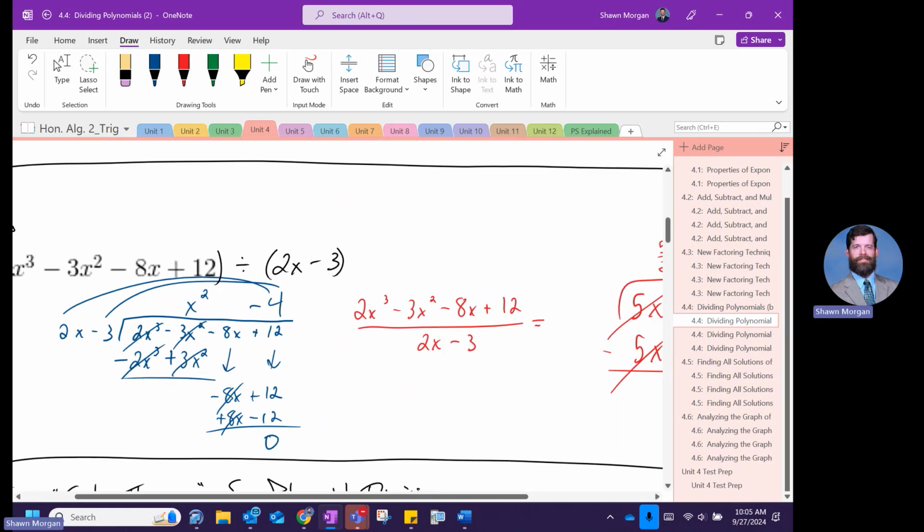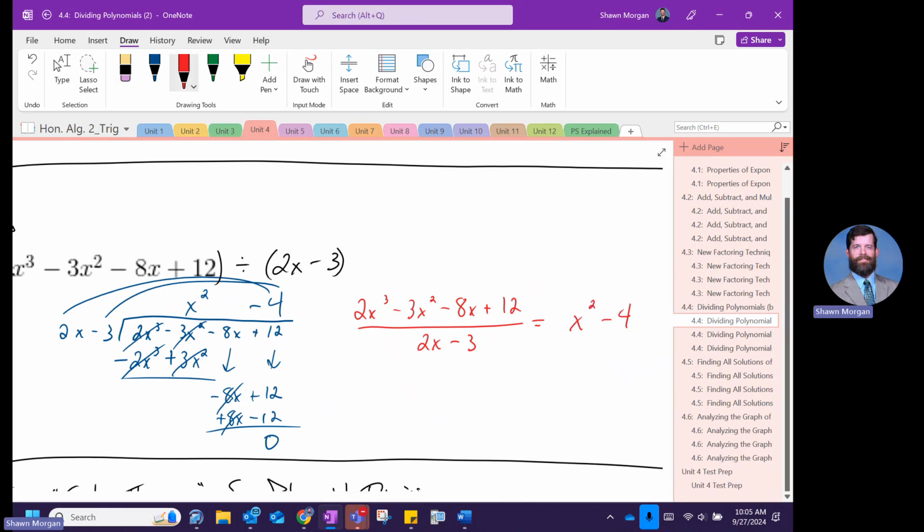The way that you write your example up, or your answer up, is you express the dividend over the divisor as the quotient plus the remainder over the divisor. Why don't I have a remainder over divisor here? Because the remainder was 0, there was no remainder. Now, that means that this right here is an interesting result.